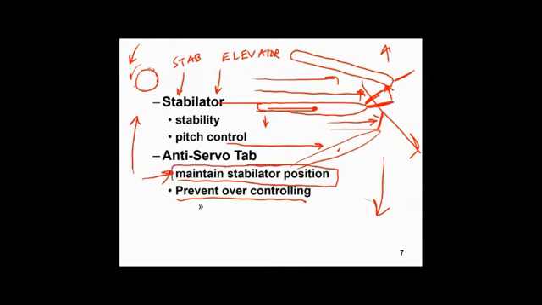So this anti-servo tab really does two things, only one of which is what a trim tab does. The second thing that an anti-servo tab does is prevent the pilot from over-controlling. And again, the stabulator is doing the same two things as the stabilizer and the elevator. It's there for stability in pitch, and of course it's there so pilots can control the pitch.